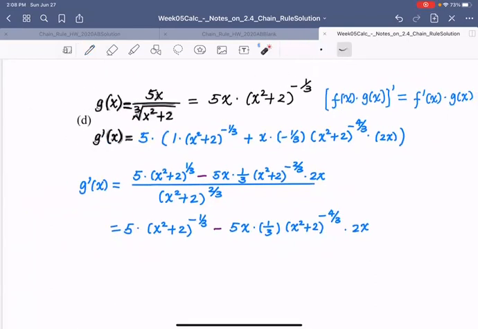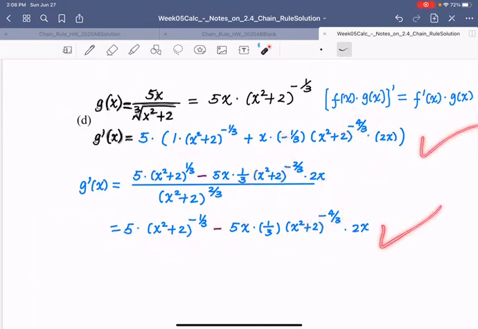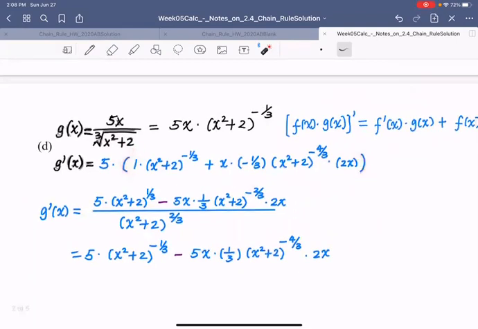Let's check here. This guy and this guy match. Negative here, negative here. 1/3 matches. -4/3, -4/3, 2x. So both ways are correct. But why isn't there a 5 in the first equation? Because this is the 5 put outside. Oh, this is the same. Okay, never mind then.